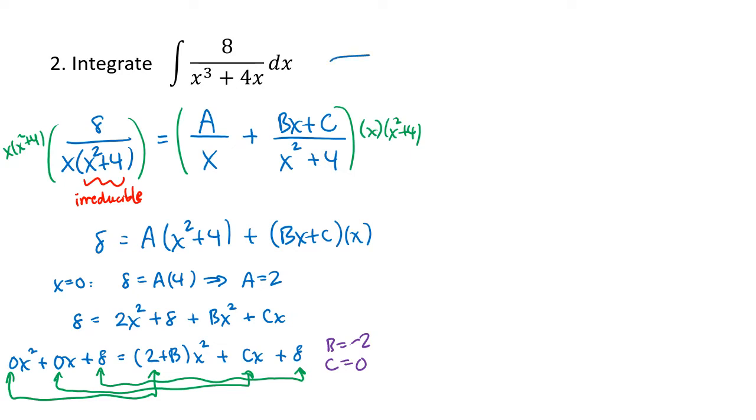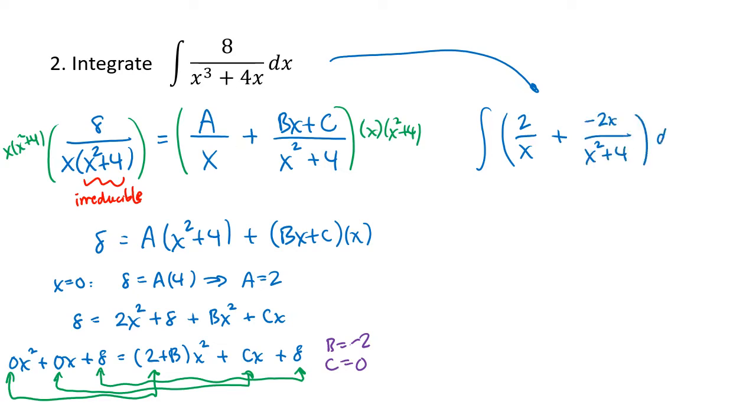So here's our decomposition. Our integral looks like a over x, and a we figured out was 2, plus bx plus c divided by x squared plus 4. We figured out that b was -2 and that c was 0, so that's minus 2x divided by x squared plus 4. Now, we've seen these many times. We know how to integrate 2 over x, natural log of absolute value of x, no big deal there. But what about 2x over x squared plus 4?